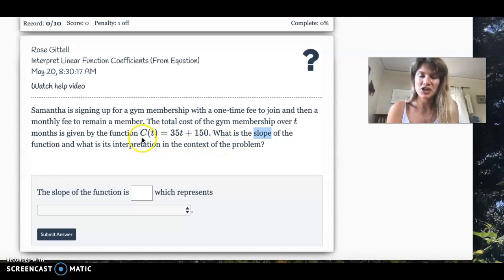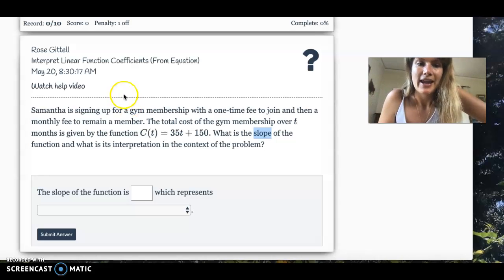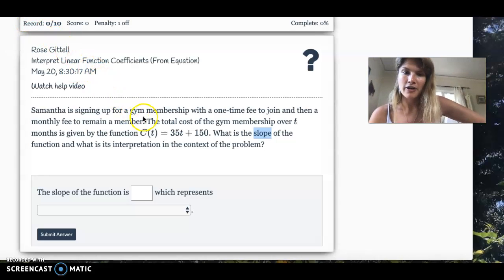Okay, so looking back at the equation, it's a little bit different than the first example I showed you, but we still have our output on the left side. This time it's using function notation, so it says c of t. And then on the right side of the equation we have 35t, which is the input, the variable, plus 150. So the coefficient in front of the variable is going to represent the slope of the function. And then the constant with no variable attached to it, that's going to be the y-intercept.